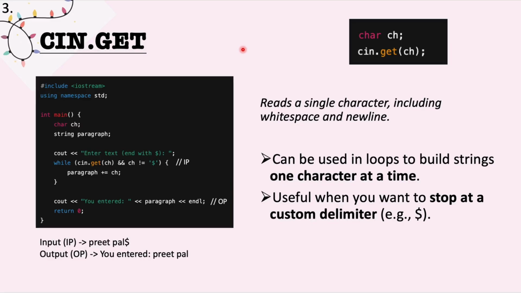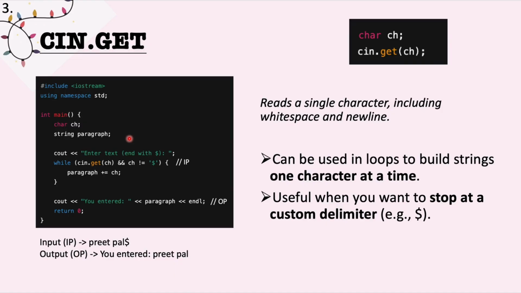The third method is cin.get, where we create a character variable and pass it to cin.get. It reads a single character including white space and new line character, whereas in the above two methods we saw that cin reads till white space and getline reads till the new line character. But cin.get reads both. Hence, it can be used to create strings character by character, and we can create our own custom delimiter.